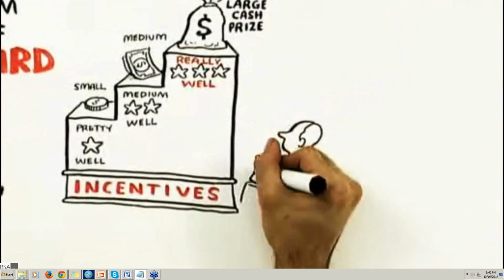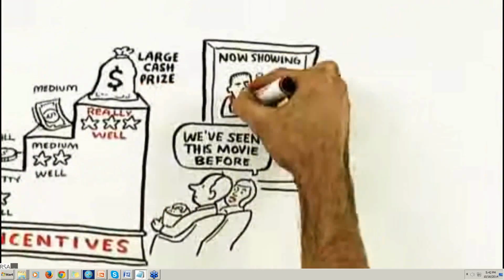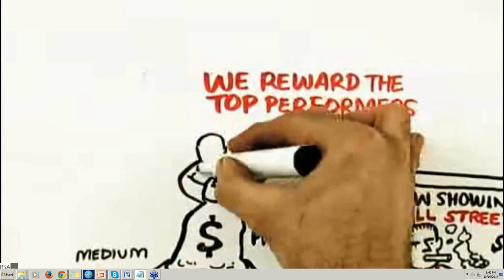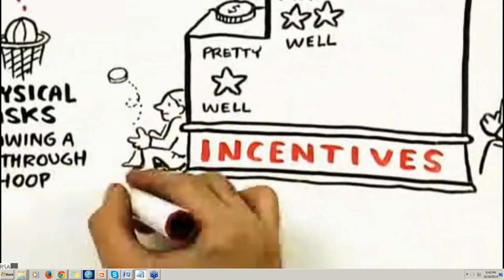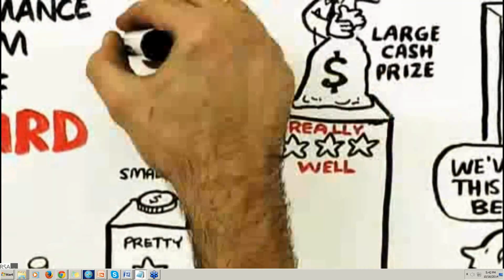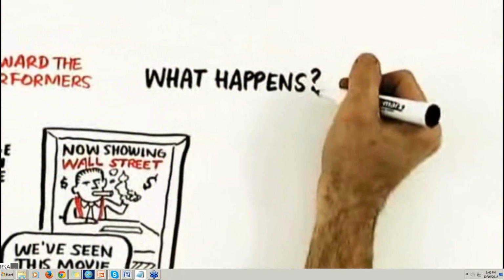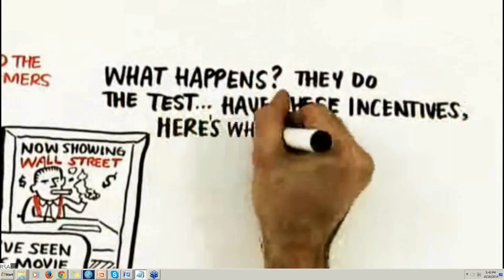We've seen this movie before. This is essentially a typical motivation scheme within organizations. We reward the very top performers, and we ignore the low performers and the folks in the middle. So what happens? They do the test with these incentives. Here's what they found out.